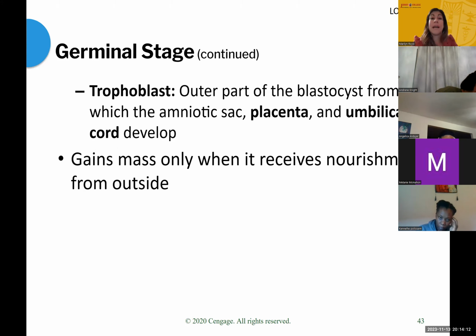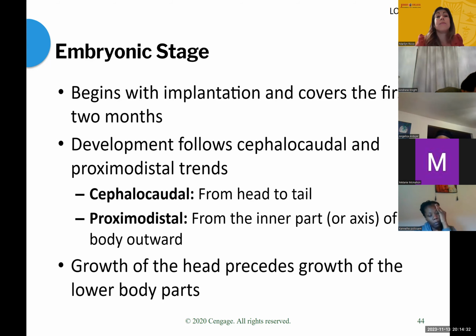The trophoblast is the outer part of the blastocyst from which the amniotic sac, placenta, and umbilical cord all develop. And it gains mass only when it receives nourishment from the outside. It's growing. The mom is eating and drinking properly.